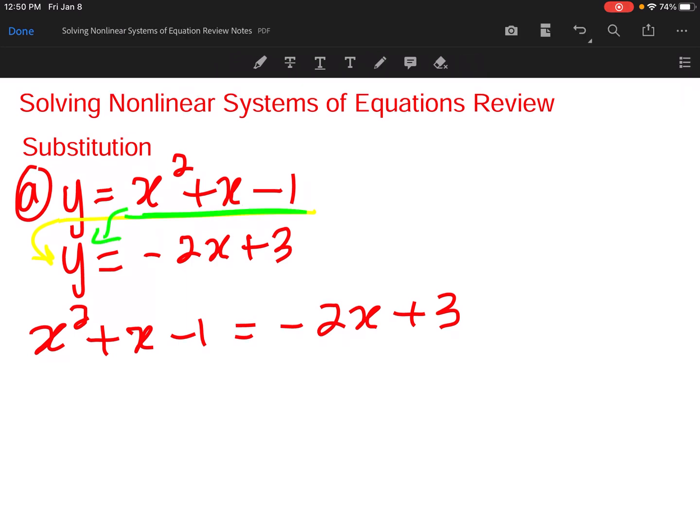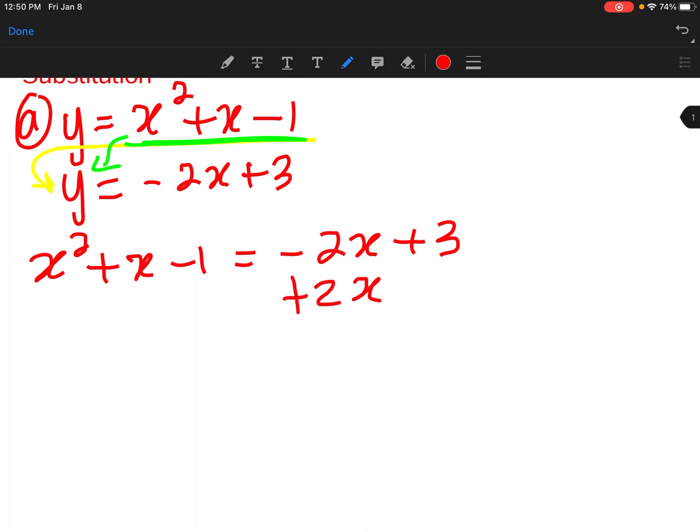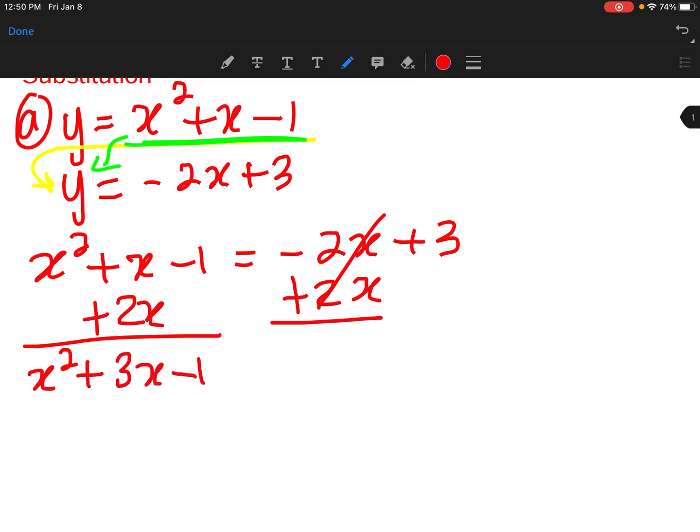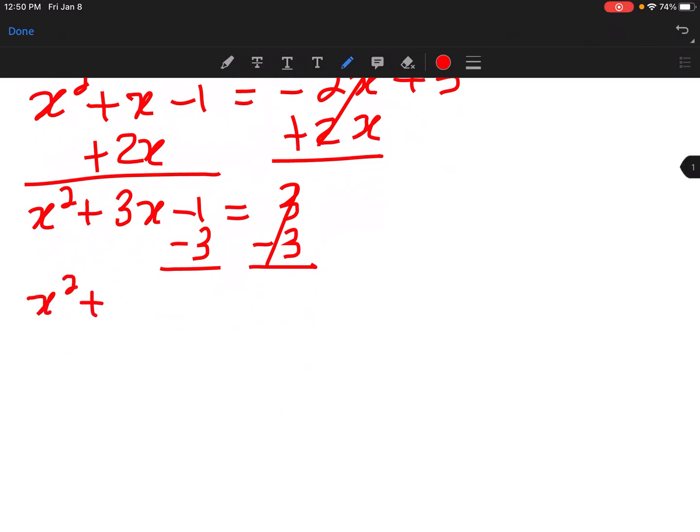Now that I have this, I need to solve for the variable x. As you can see, I have x squared plus x minus 1, meaning this is a quadratic equation. When solving a quadratic, we need to move everything to one side and set it equal to 0. So I'm going to add 2x to both sides. I'm writing it under the x so that I can see clearly that I'm adding my x terms together. x plus 2x gives me 3x, minus 1, which is equal to 3. I also want to move my 3 to both sides so that I have x squared plus 3x minus 4 equal to 0. So my quadratic equation is x squared plus 3x minus 4 equals 0.